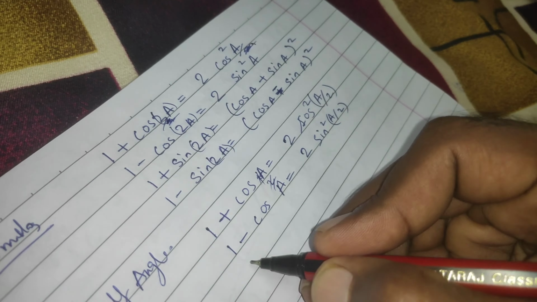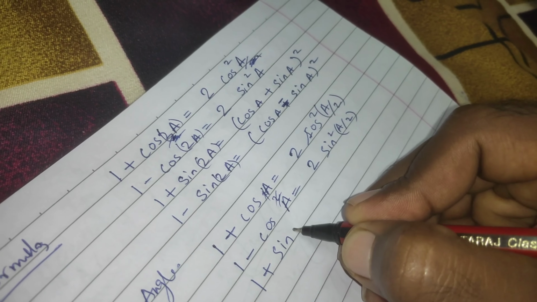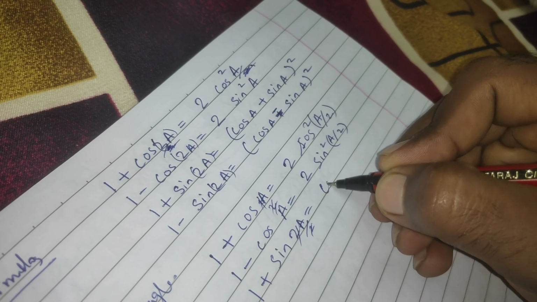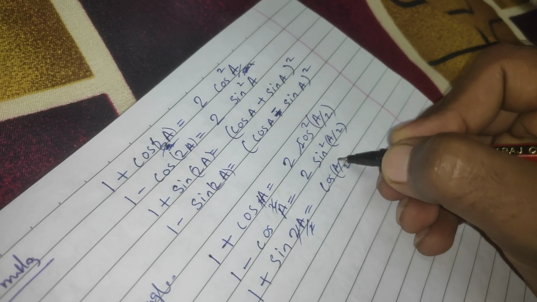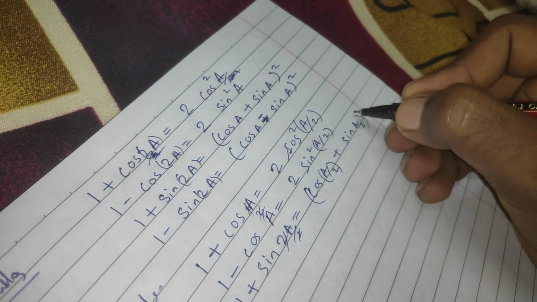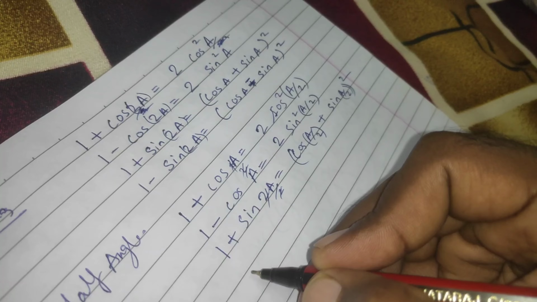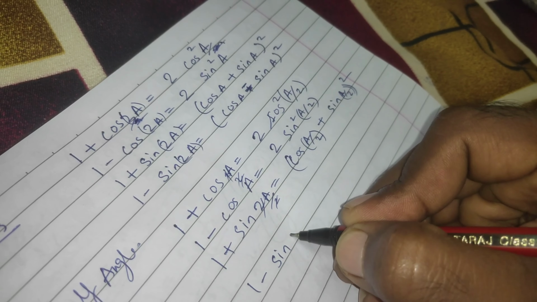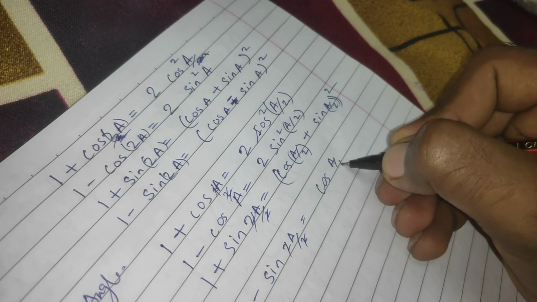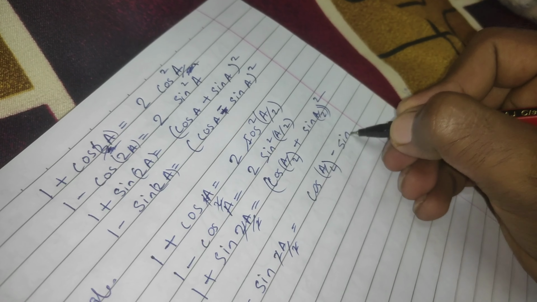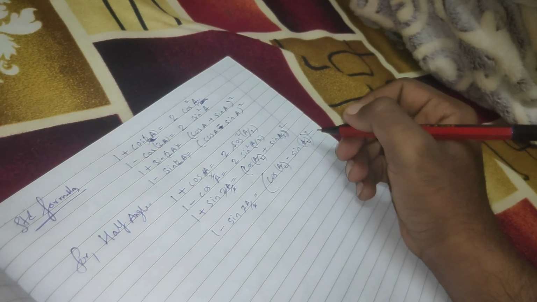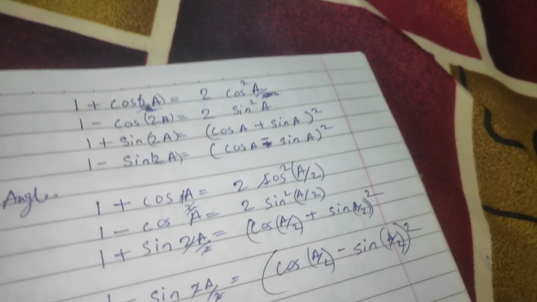Okay, 1 plus sin 2a, the half angle formula is (cos a by 2 plus sin a by 2) whole square. 1 minus sin a, the 2 gets cancelled, (cos a by 2 minus sin a by 2) whole square. Okay, so with the help of this formula we are going to start solving the problems.